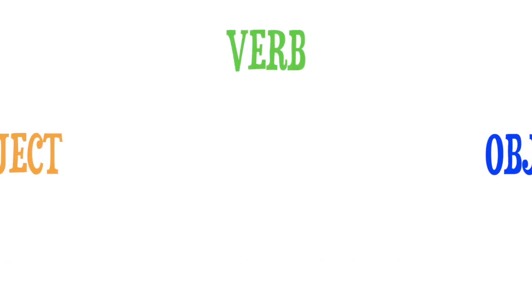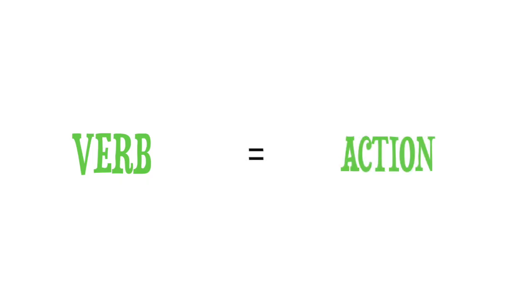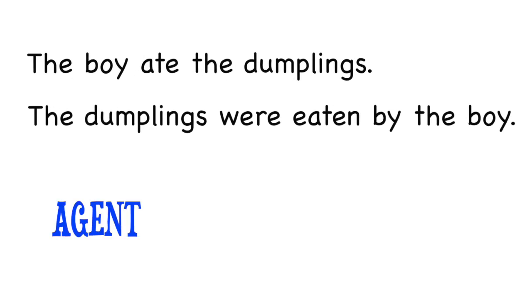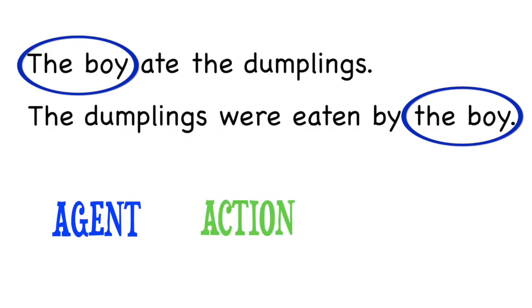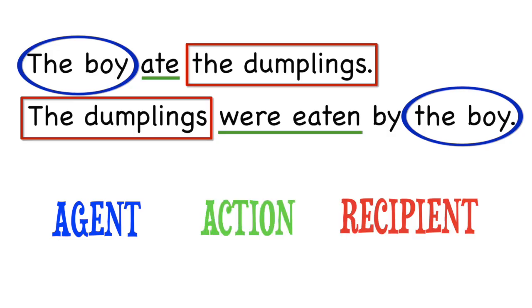Because using words like subject and object can get very confusing, let's use some different labels to compare active and passive voice sentences. The verb is called the action. The person or thing which does the action is called the agent. And the person or thing which receives the action is called the recipient. In the two sentences above, the agent is the boy. The action is eating, and the recipient of the action is the dumplings.